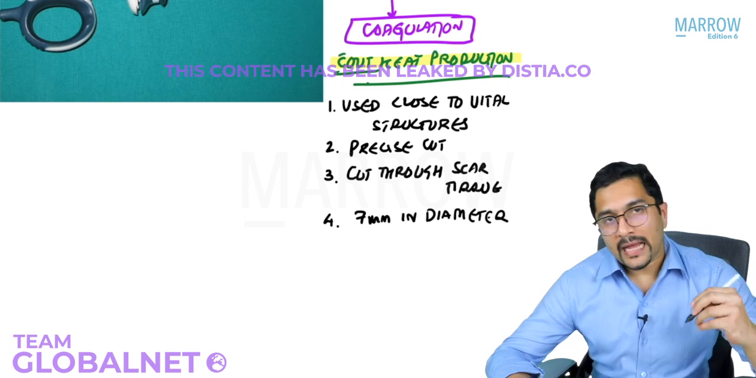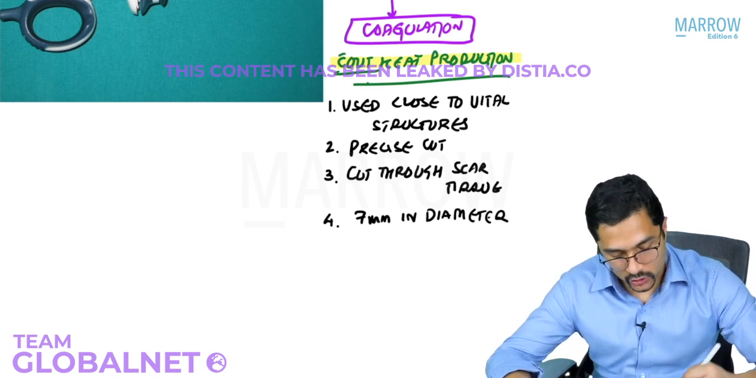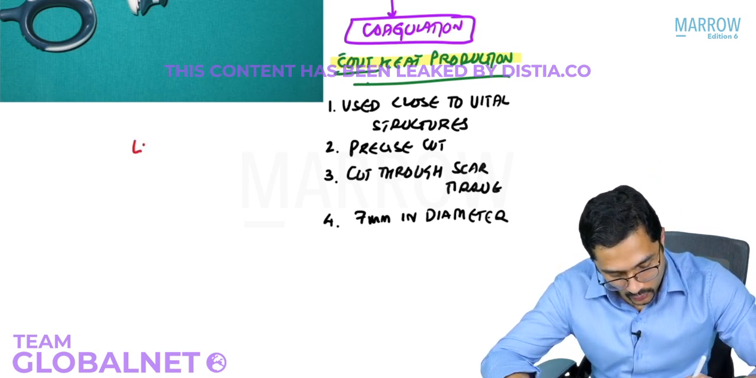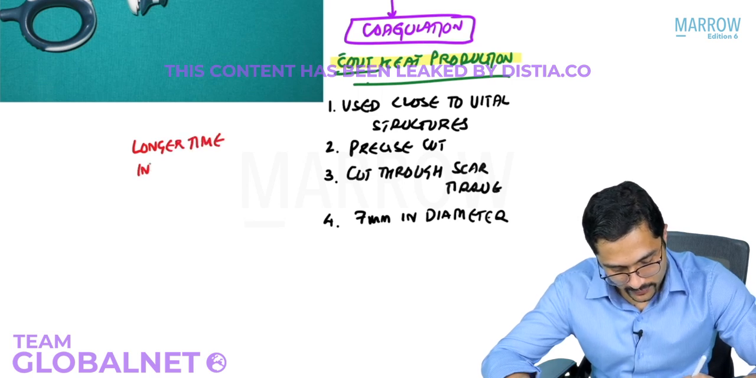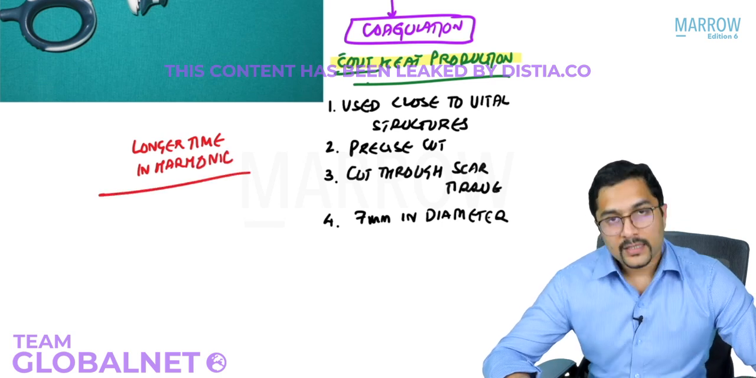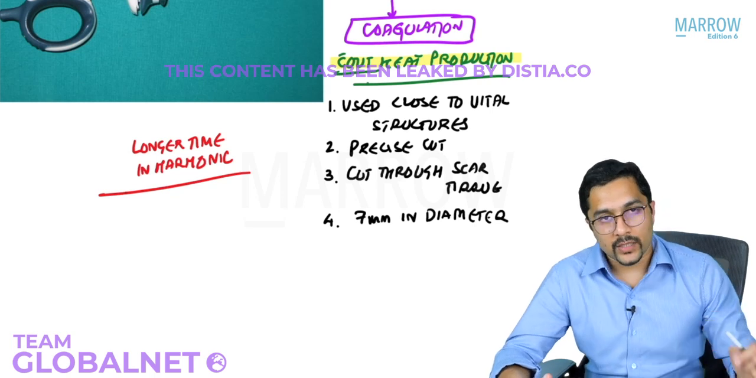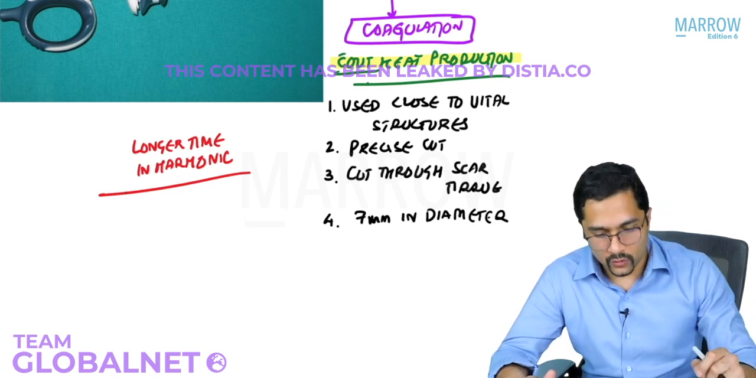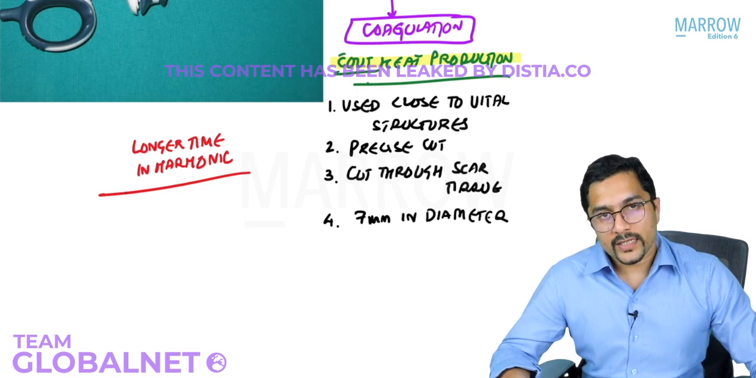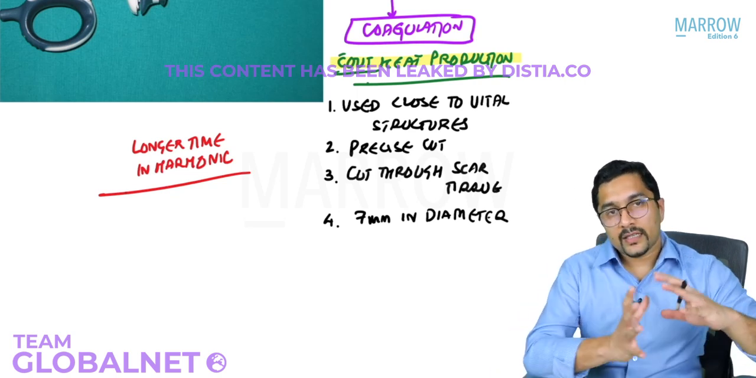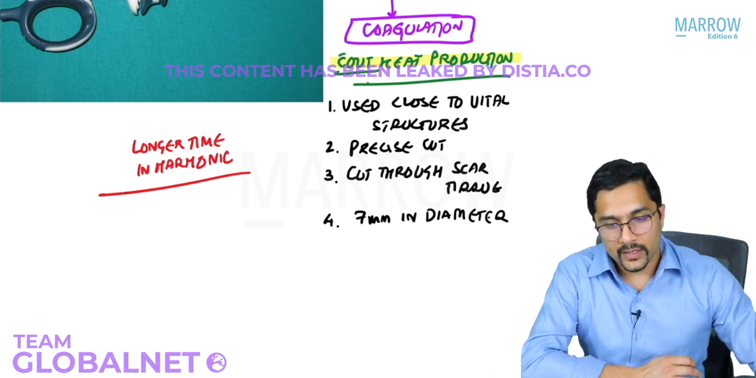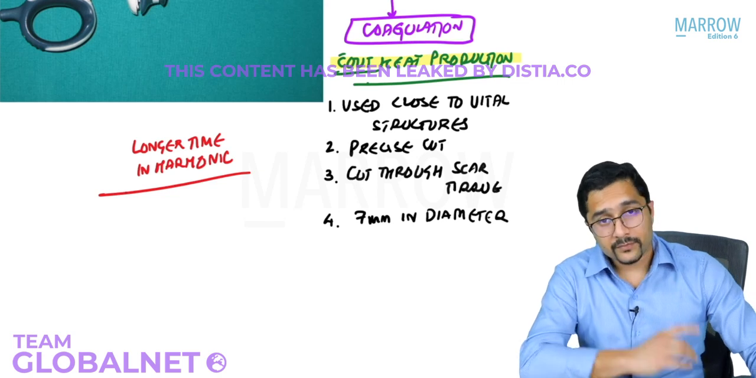One of the drawbacks of harmonic over ligashore is that it takes longer time. Slightly longer time in harmonic scalpel to seal and cut as compared to ligashore. That is the only minor drawback with harmonic scalpel. Otherwise, there are more advantages as compared to a ligashore.